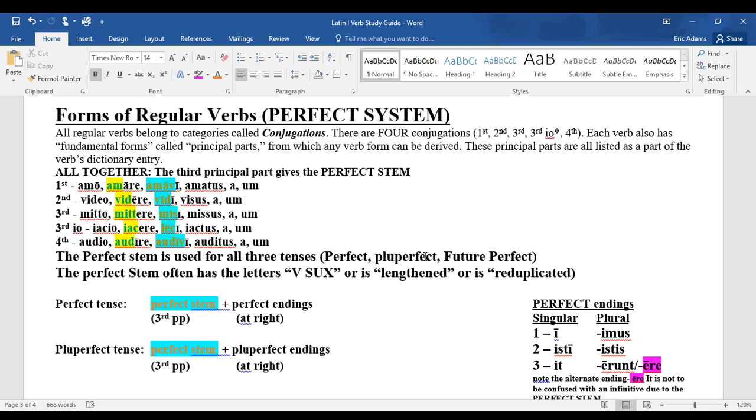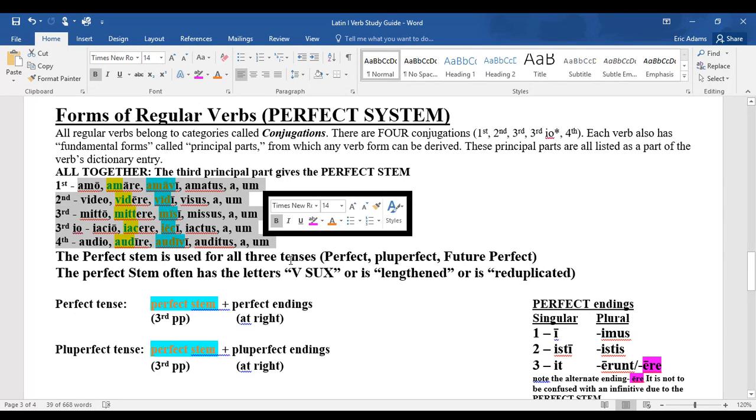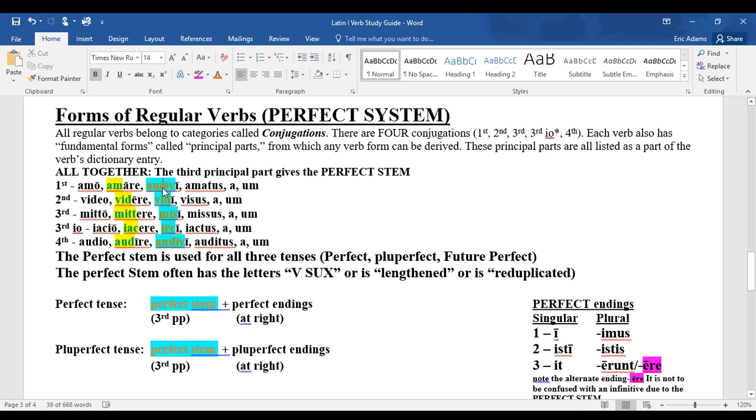So for the perfect system, you will once again understand that all verbs belong to categories called conjugations. And when those verbs are listed in the dictionary, as you can see here, they include what are known as principal parts. These are the fundamental parts from which you can make all verb forms. For the perfect system, you use the third principal part, highlighted in blue with a brown stem, because perfect, pluperfect, and future perfect, like brown leaves on a tree, all indicate action that is completed.